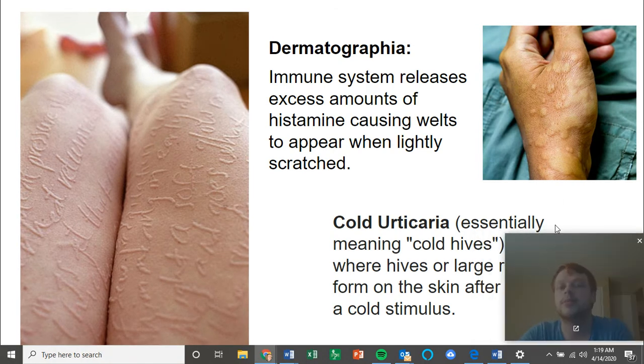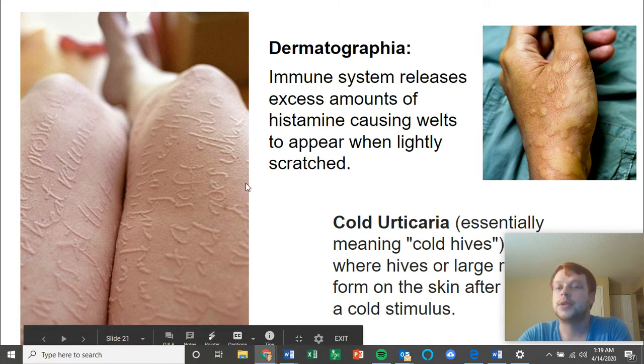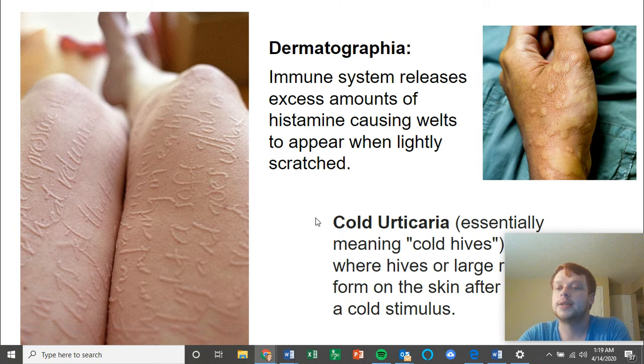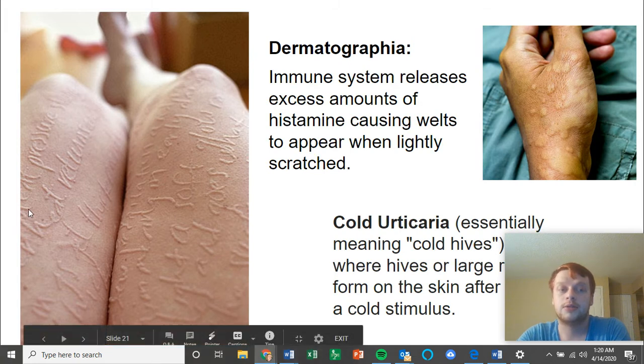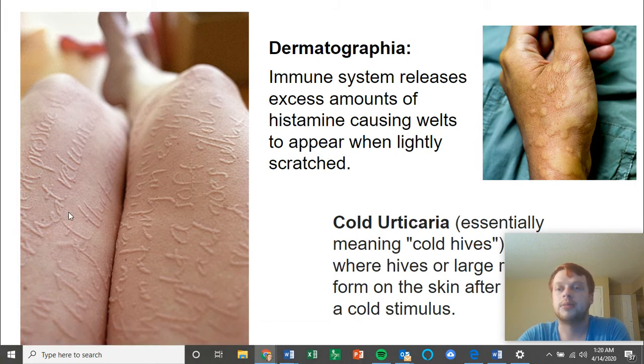Some people overreact with their histamine production though. So here are 2 examples of that. On the left, there's something called dermatographia. This is when your immune system releases excess histamine, so a ton of it, and it causes welts to appear when you have light scratches. So this woman who has it chose to write something on her skin just so you could see what that process looks like. There's also histamine production in response to temperature changes. So this person has cold hives or cold urticaria, and basically if they touch something cold, then they produce these welts in response because of an overactive immune system.